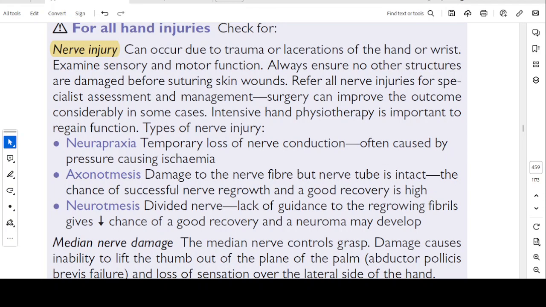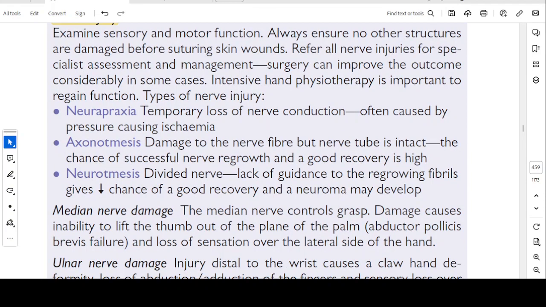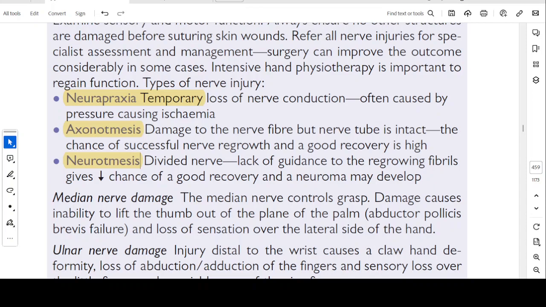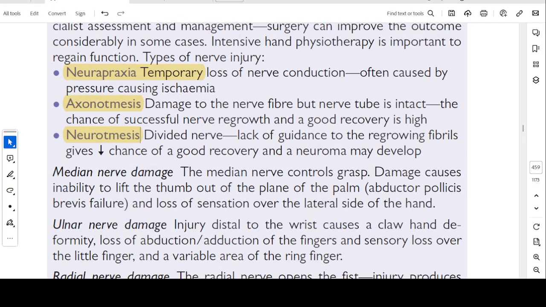Types of nerve injury. Neuropraxia: temporary loss of nerve conduction, often caused by pressure causing ischemia. Axonotmesis: damage to the nerve fiber, but the nerve tube is intact, and the chance of successful nerve regrowth and recovery is very high. Neurotmesis: divided nerve, lack of guidance to regrow fibrils gives decreased chance of good recovery, and neuroma may develop in neurotmesis.